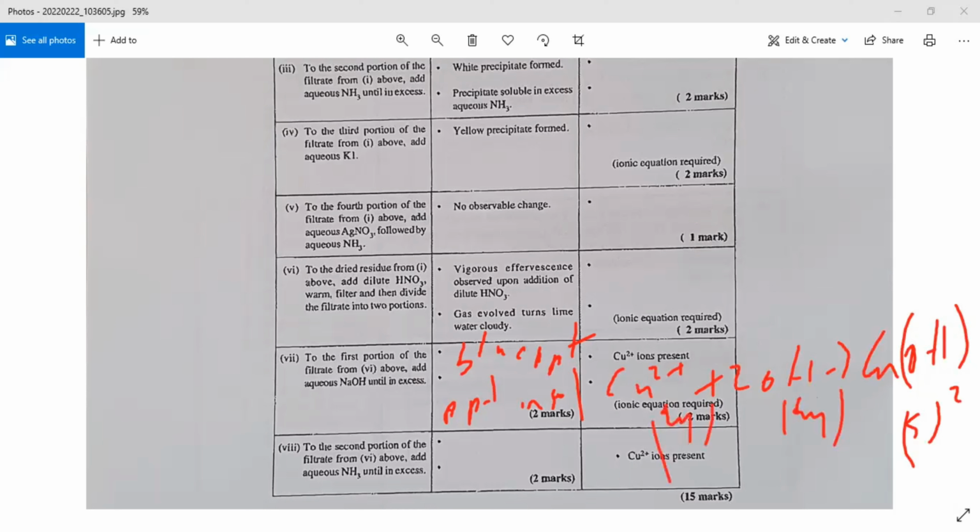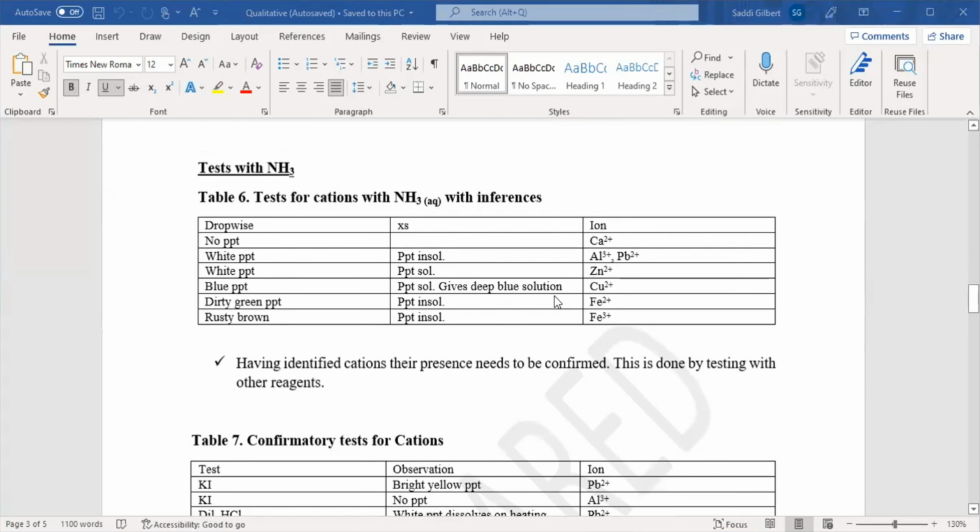All right. Now, to the second portion of the filtrate from above, ammonia is added. Since copper ions are present, let's see what would happen with copper ions in ammonia. It might be a little bit different. Ions with ammonia, dropwise, if it is copper, what do we get? Blue precipitate. When it goes to excess, the precipitate dissolves and gives a deep blue solution. So you see it's a little bit different.